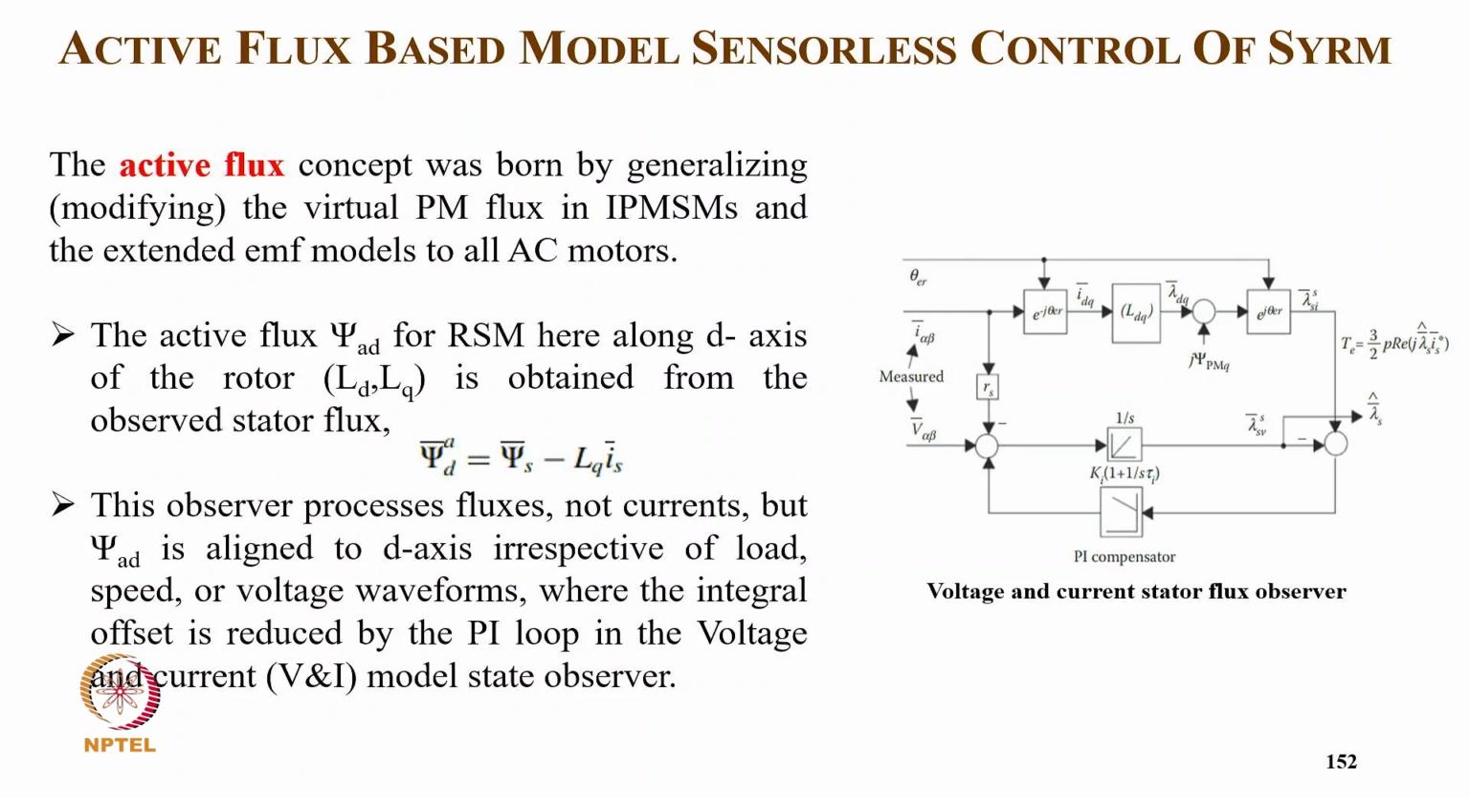So now coming here, typically how is the active flux based model sensorless control with the voltage and flux stator flux observer, as shown in the diagram. The active flux was born by generalizing and modifying the virtual PM flux in the interior permanent magnet synchronous machine and the extended EMF models to all AC machines. So the active flux phi AD for the synchronous reluctance motor lies along the D axis of the rotor, typically LD minus LQ, and is obtained from the observer stator flux: phi AD equals phi S minus LD times IS. This observer processes flux, not current, but phi AD is aligned to the D axis irrespective of the load, speed and voltage waveform, where the integral offset is reduced by the PI controller loop in the voltage and current model of a state observer, as is shown in the diagram.